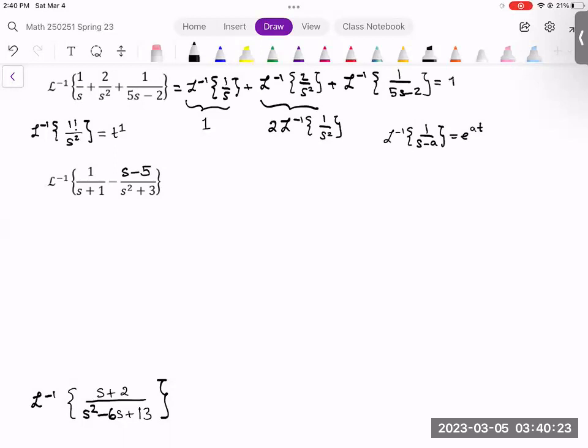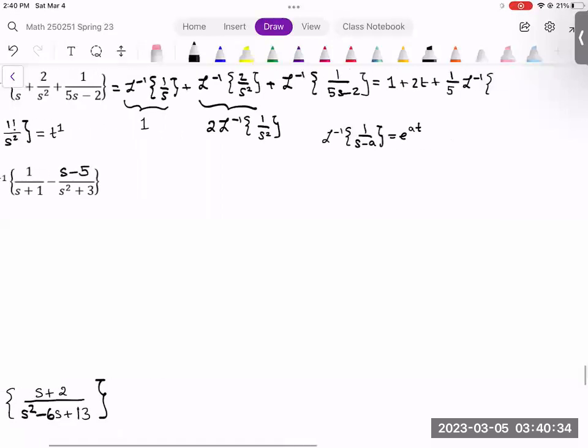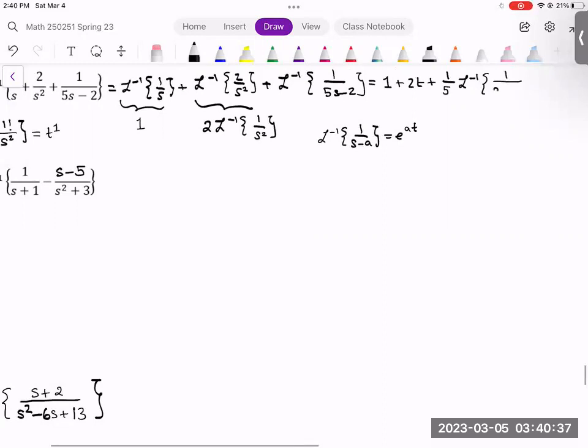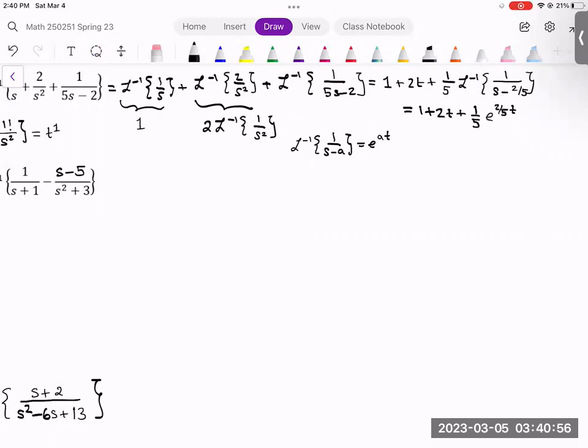Okay, so I'm just going to rewrite this. So we have 1 plus 2t plus, I'm going to factor out a 1/5. So this gives me 1 over s minus 2/5. And I think we are ready to take the inverse Laplace transform of this. Okay, we get 1 plus 2t plus 1/5 e to the 2/5 t. Nice.